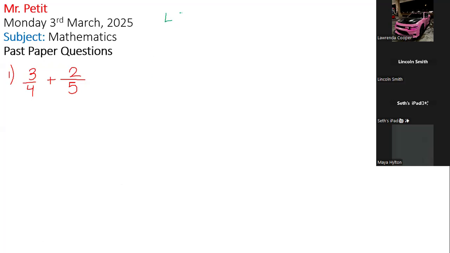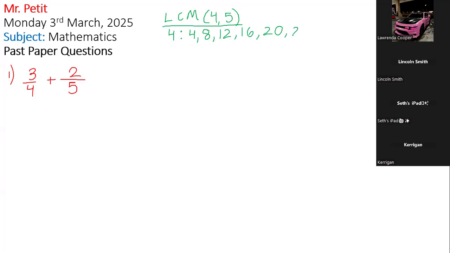So the LCM of 4 and 5. What we have to do is list the multiples. The multiples of 4 are 4, 8, 12, 16, and what else? 20, and what else? 24, very good. And the list goes on.